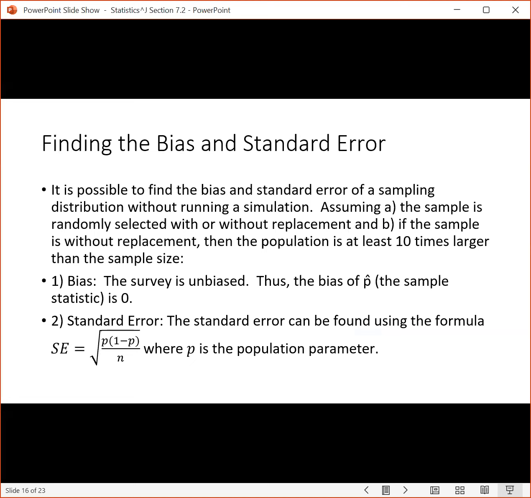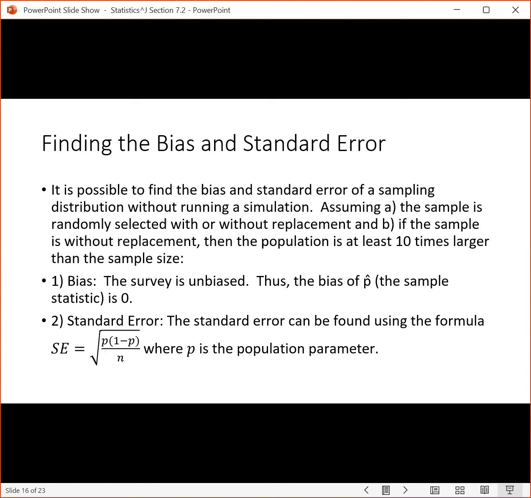It is possible to find the bias and standard error of a sampling distribution without actually creating and running a simulation. All right, so assuming 2 things. The first, the sample is randomly selected with or without replacement. And if the sample is without replacement, then the population is at least 10 times larger than the sample size. So if you've got those 2 conditions, randomly selected, and if it's randomly selected without replacement, then the population has to be 10 times larger than the sample size.